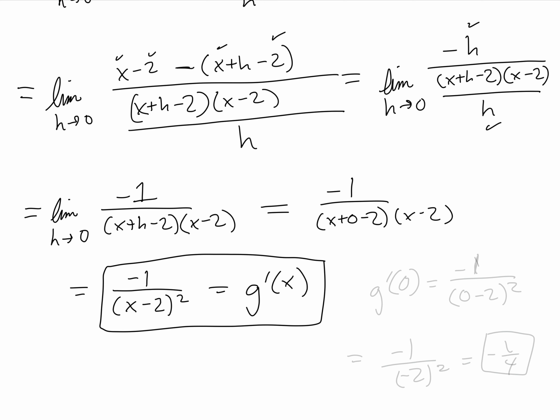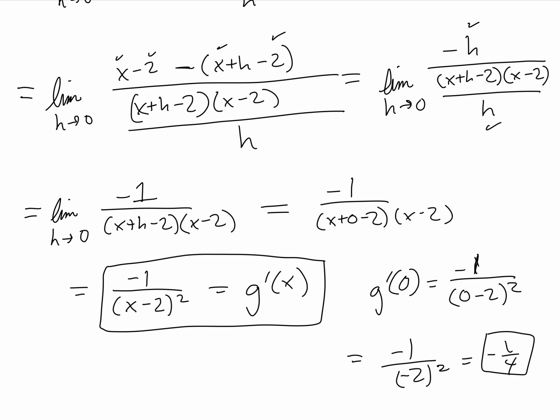And we were asked to find g prime of 0. That's negative 1 divided by (0 minus 2) squared. So that's negative 1 over negative 2 squared. That would be negative 1/4.